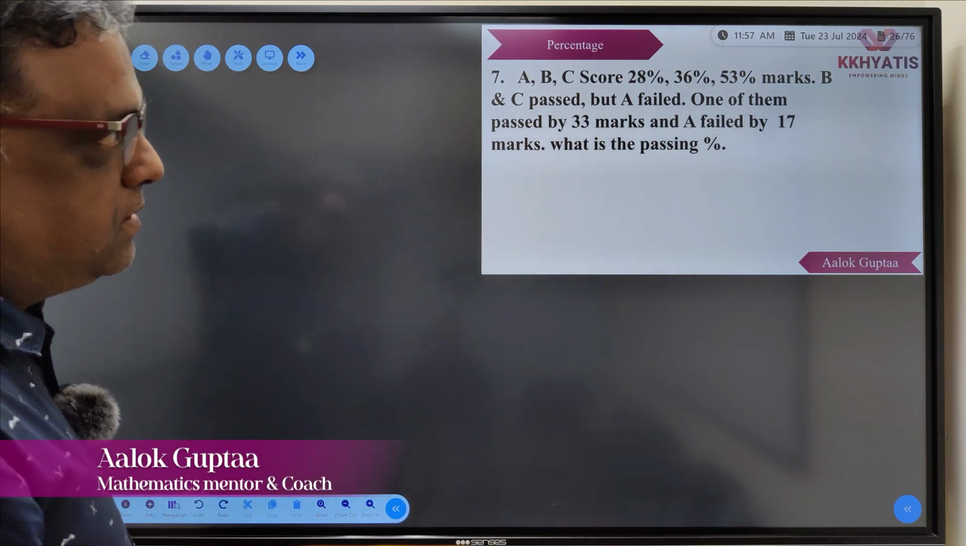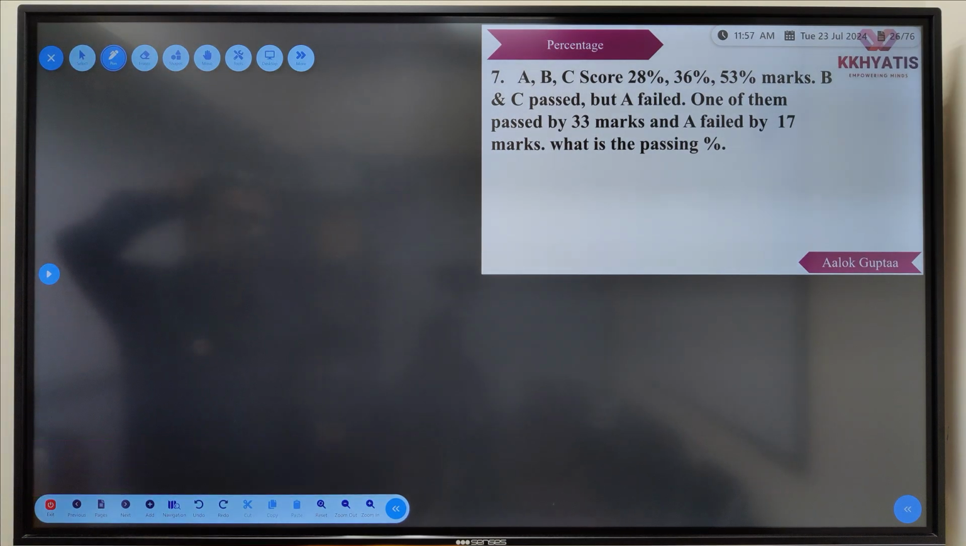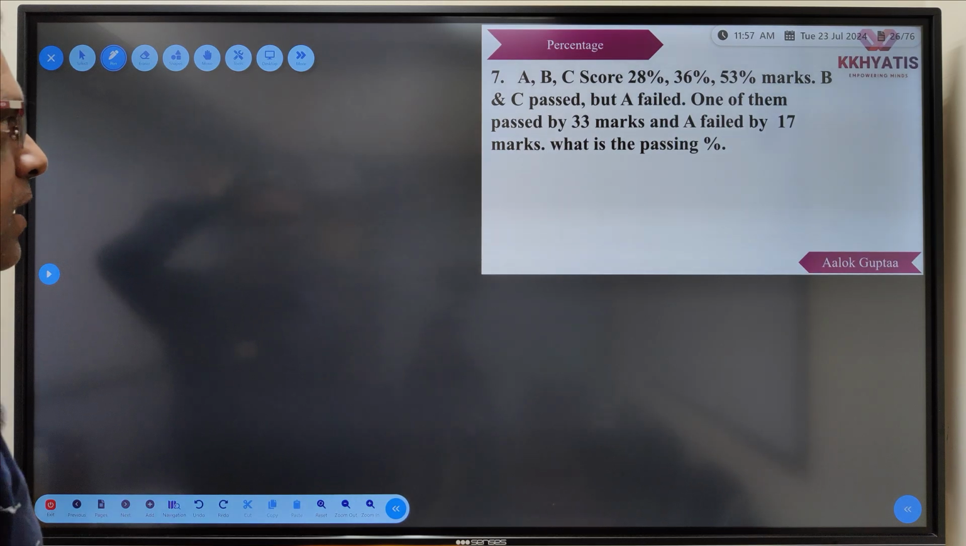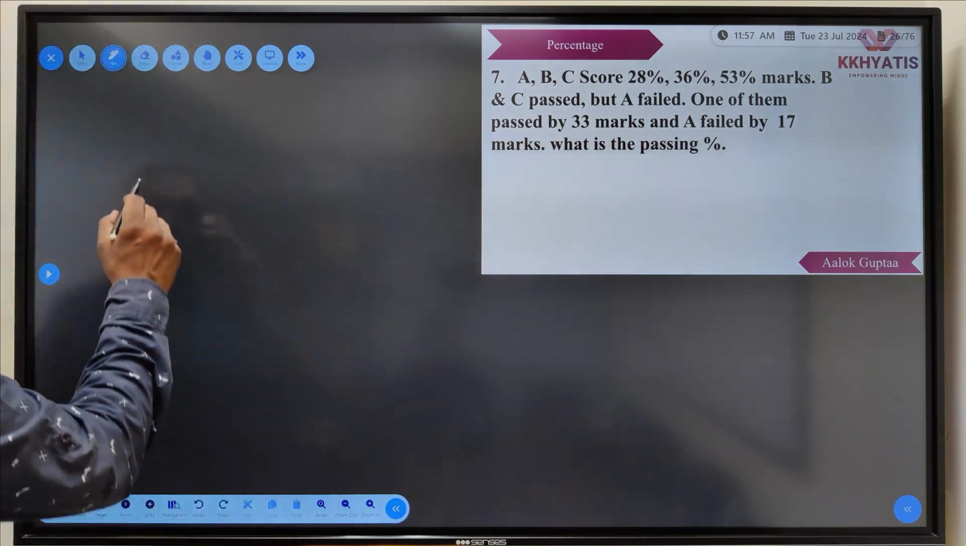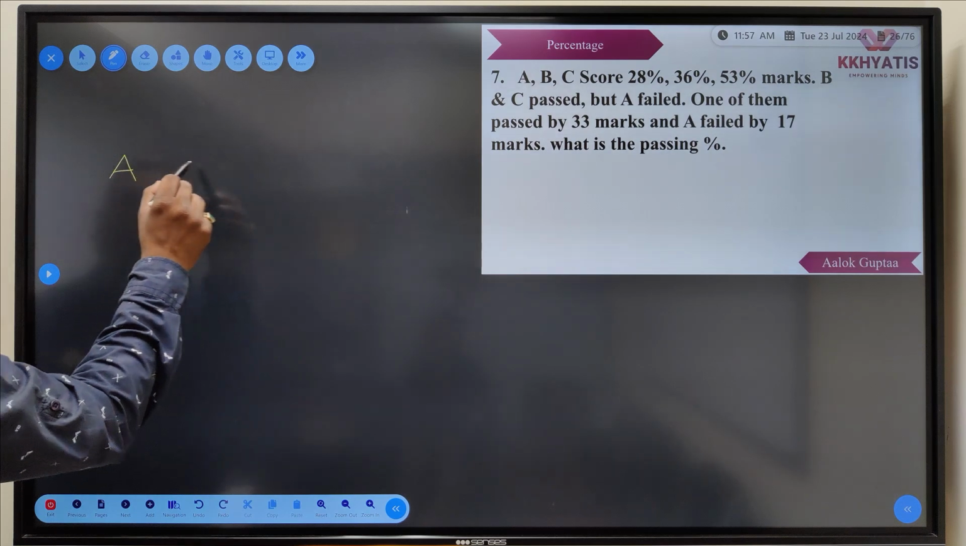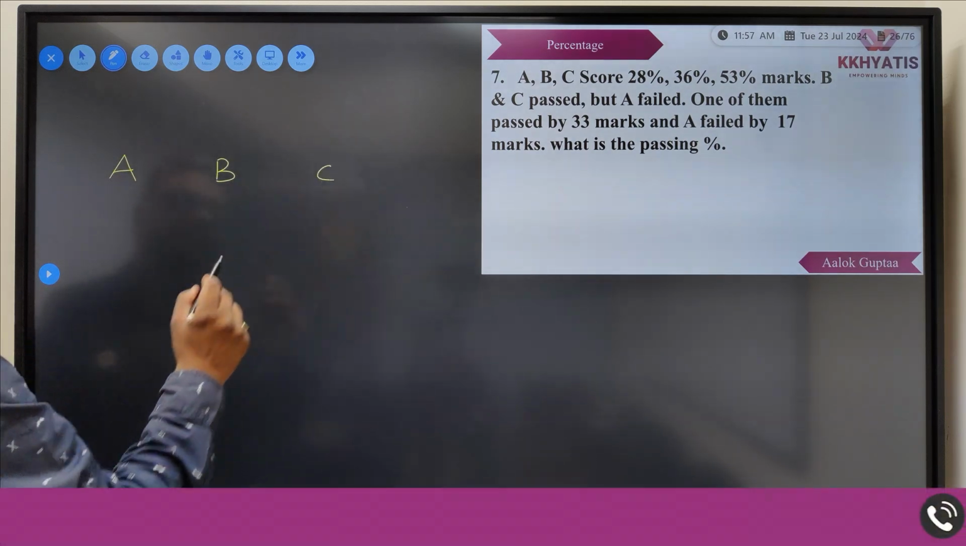A, B, C scored 28%, 36%, 53% marks. B and C passed, but A failed. One of them passed by 33 marks and A failed by 70 marks. What is the passing percentage? Again the same case. So I will do two cases here, A, B and C.